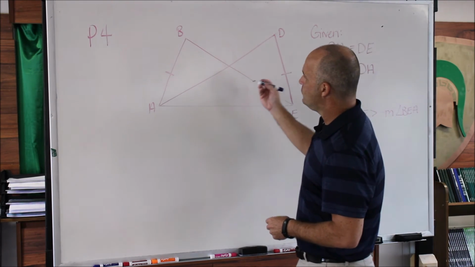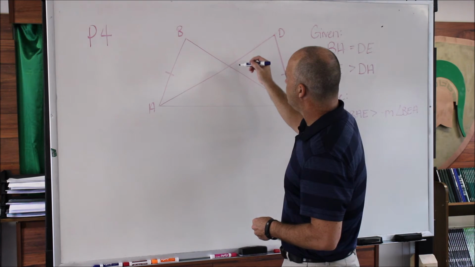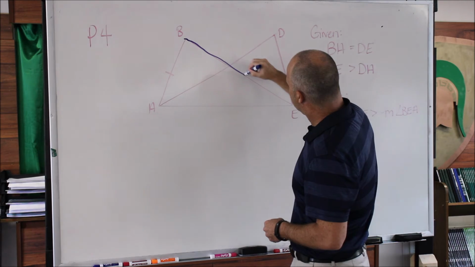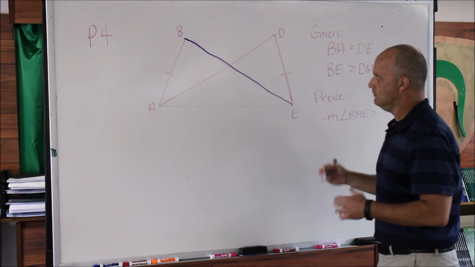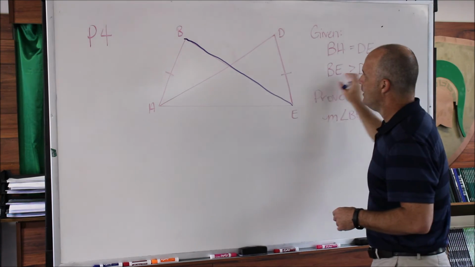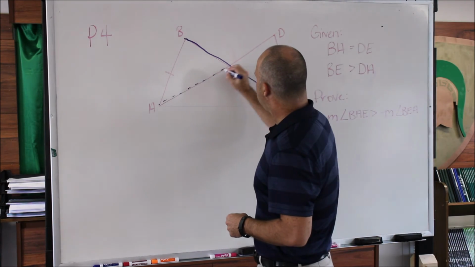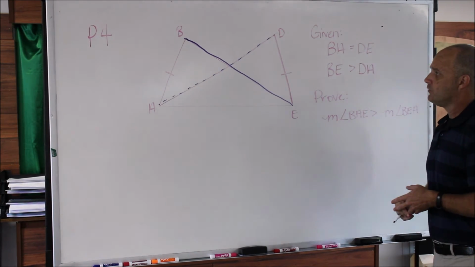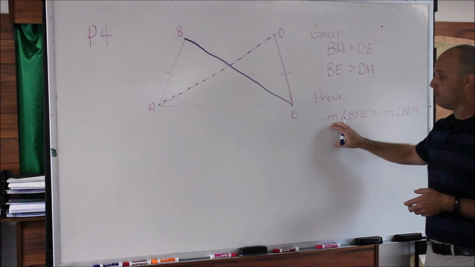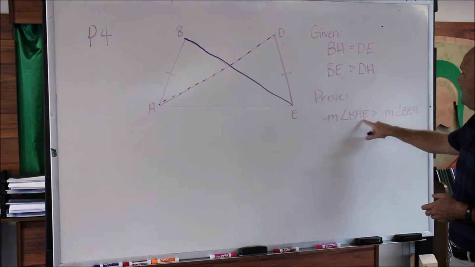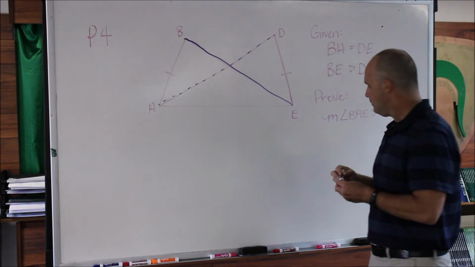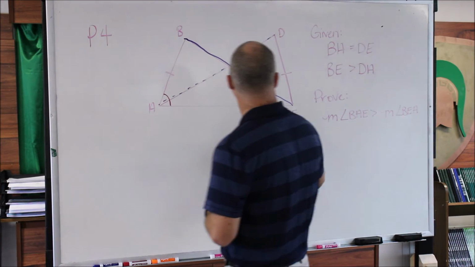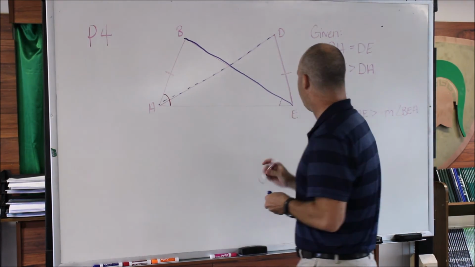So I'm going to mark this BE with the blue, and I'm going to go solid just to let me know what I'm doing here. DA, I'm going to go with a dashed, and I'm just going to think of the solid as being longer and the dashed as being shorter. What I'm looking to prove is that the measure of angle BAE is greater than the measure of angle BEA. So what we're looking for is to show that this angle here is greater than this angle there.